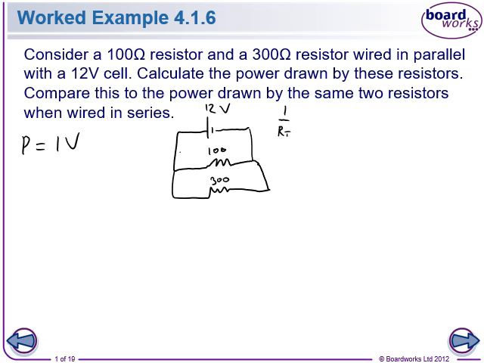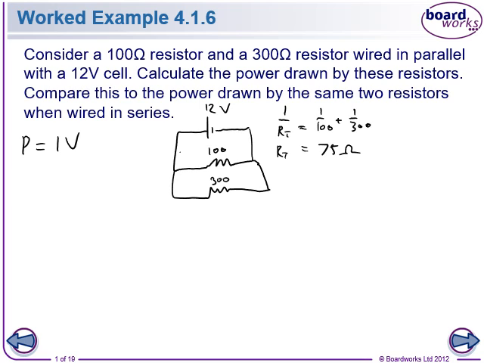So 1 on RT for a parallel is 1 on 100 plus 1 on 300, which is 1 on 300. So our equivalent resistance is 75 ohms. All right, passes the common sense test. It's less than both of the other ones. So our equivalent resistance here is 75 ohms.